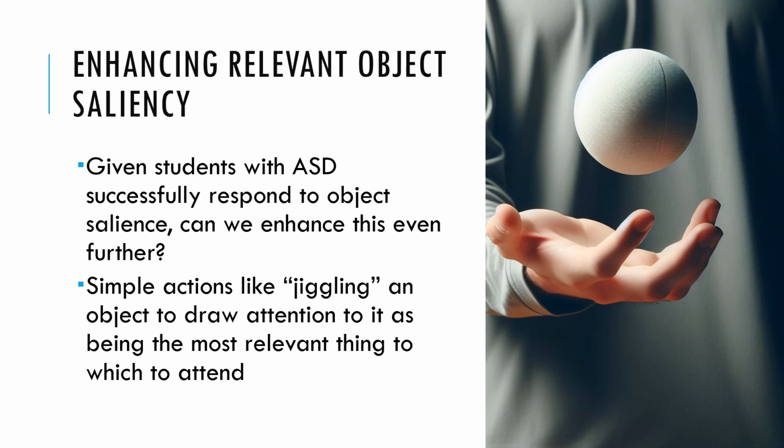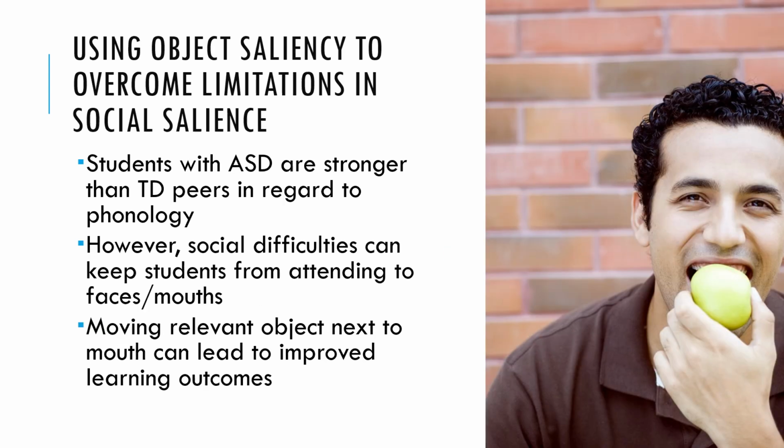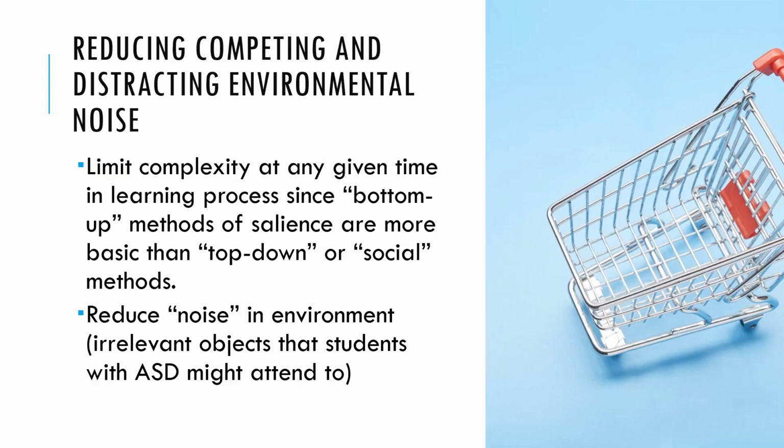One is to find ways to enhance the relevant object for students. Another is to use students with ASD's reliance on object saliency to overcome limitations in social salience. For instance, students with ASD often won't look at another's face or mouth even though that would help them in their learning, given their phonology strengths. But if you move the relevant object towards a face, that can increase learning outcomes.